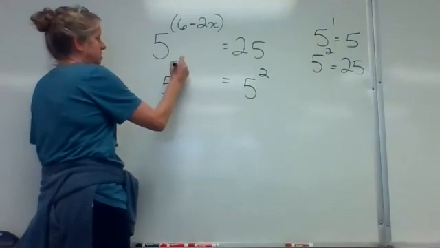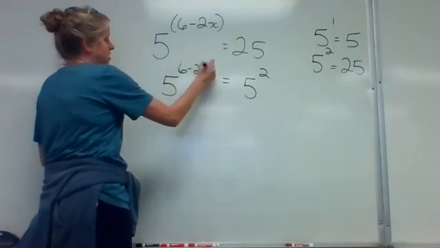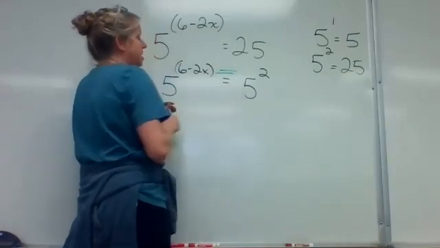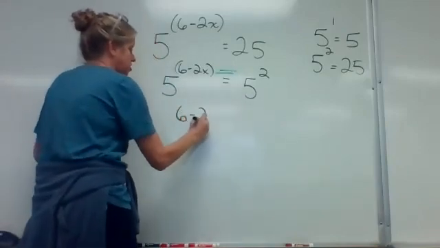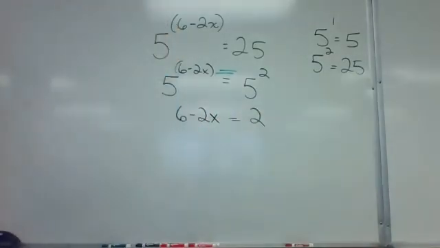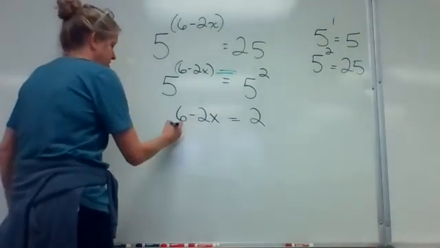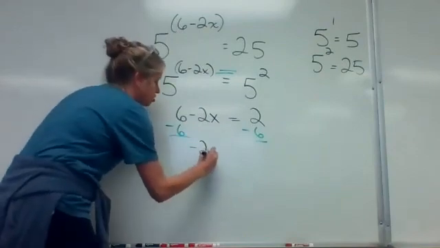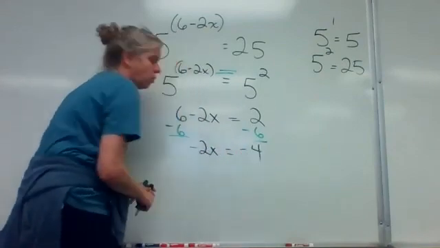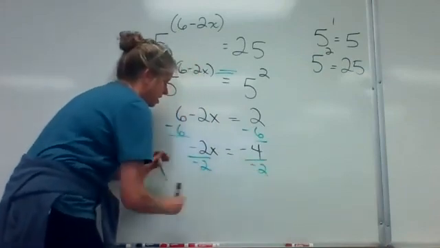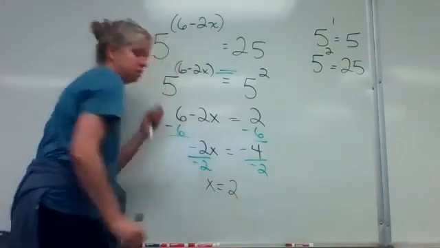That's good news because I can just simply rewrite this side as 5 squared. Bring this down. Then all you do, if you can make these bases the same, is make an equation out of your exponents. So 6 minus 2x equals 2. And then solve it for x. So subtract the 6 here. So negative 2x equals negative 4. Divide by negative 2. So x equals 2.